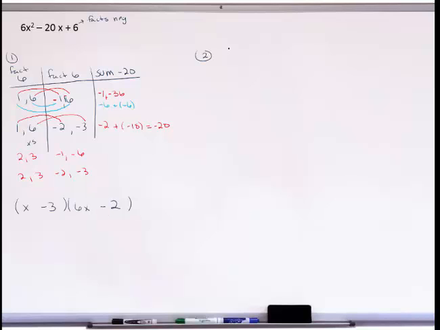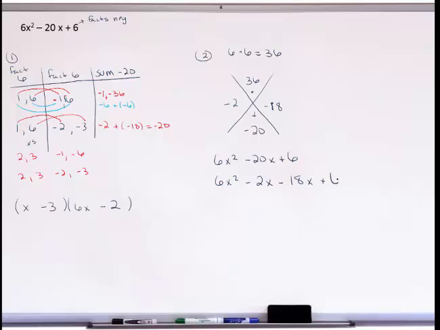Method 2 requires that I multiply 6 times 6 to get 36. And I'm looking for factors of 36 that will add up to negative 20. And I know off the top of my head, 36 is 3 times 12, and that's 15. And then 2 times 18 is 20. So negative 2, negative 18. Then I take my 6x squared minus 20x plus 6, and I replace my negative 20 with 2x and 18x, both negative. From my first set, I can factor a 2 and an x.